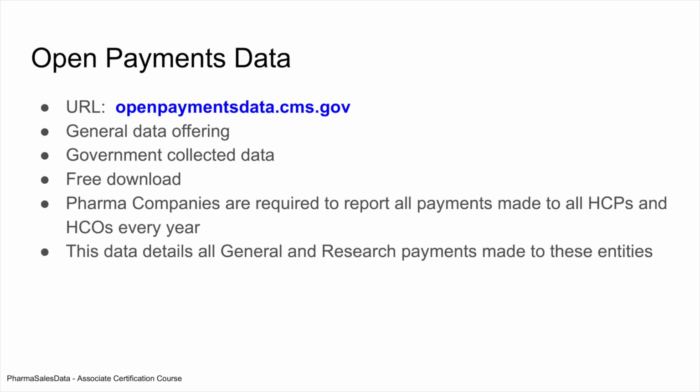Open Payments Data. openpaymentsdata.cms.gov. It's a general data offering, government collected data, a free download, and this is from the Sunshine Act because pharma companies are required to report all payments made to healthcare providers and healthcare organizations every year. This data details all general and research payments made to these entities. So we've discussed Sunshine Act reporting several times throughout these lessons. This is the location where anyone can go see that data and see what HCPs and HCOs received what type of payment from what pharma company.